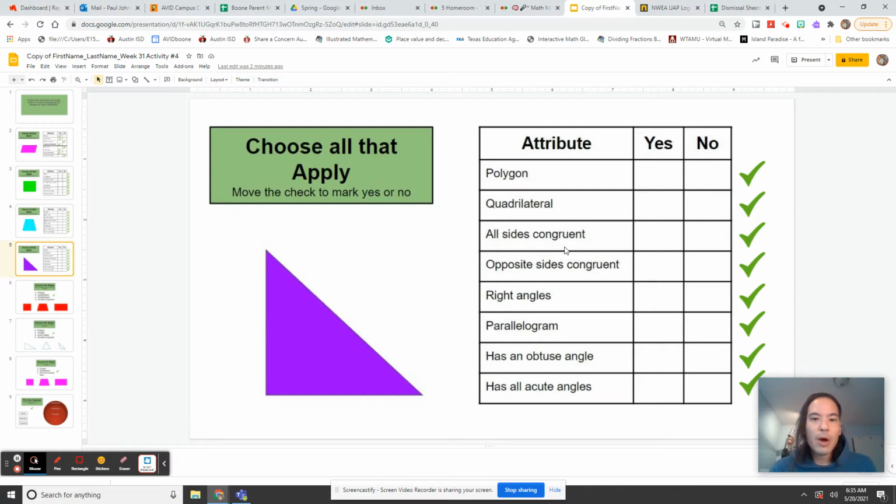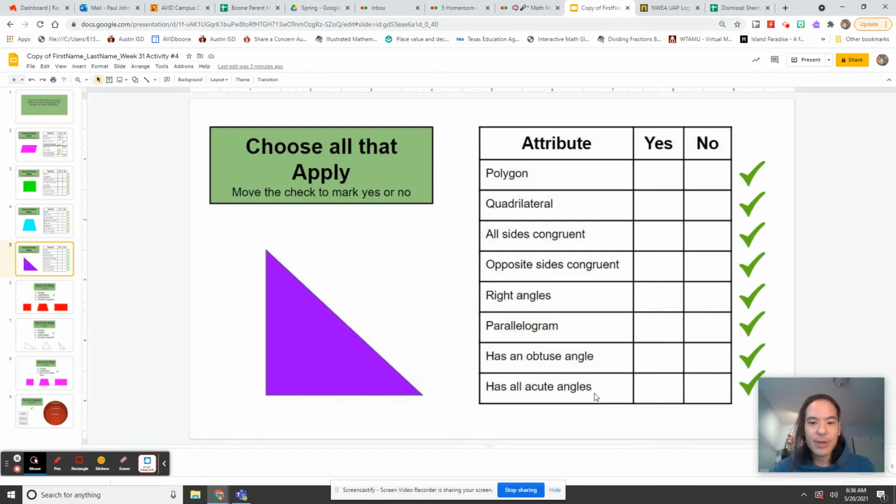So nope. Are all sides congruent? No. This side over here is longer than these 2 sides over here. All right. If we folded this side down, it would just kind of overlap over here. Opposite sides congruent? There are no opposite sides, right? This is not really opposite from anything. Right angle? Yes, it does have a right angle. Parallelogram? Cannot be. Triangles cannot be parallelograms. Does it have an obtuse angle? Yeah, it does. Oh, wait, no, it does not. It has a right angle and 2 acute angles, right? This is smaller than 90 degrees. This is smaller than 90 degrees, and this is a right angle.